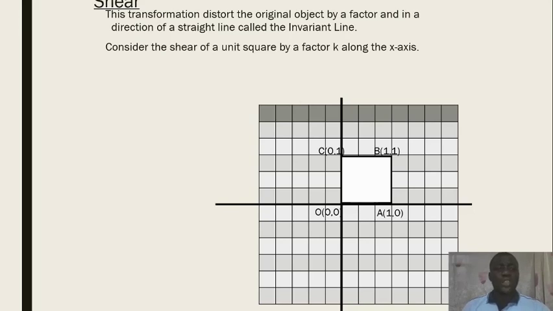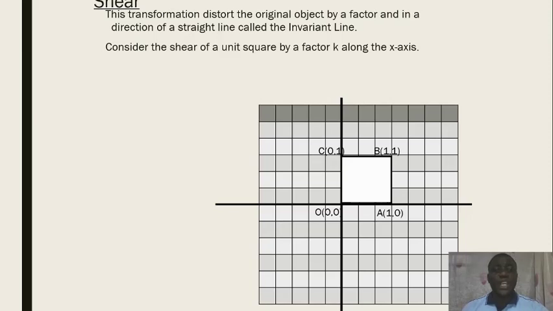The next is shear. Shear, like I said before, is the distortion of an original object by a factor. What do we mean by distortion? The distortion is that you can have a square or a rectangle, and when displayed at a particular edge, it will never be a rectangle anymore. It will change its nature to either a parallelogram or a kite.